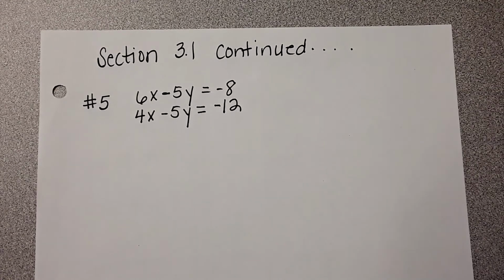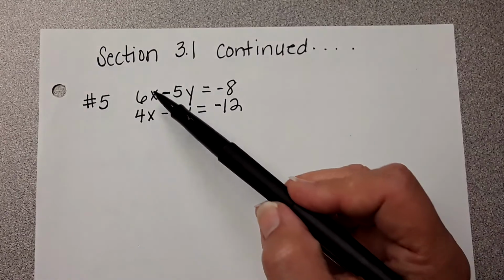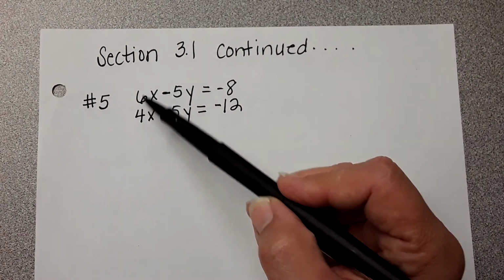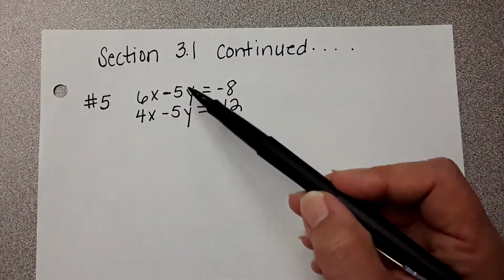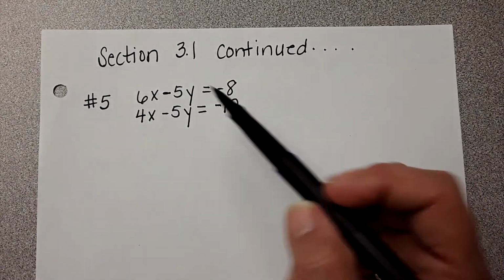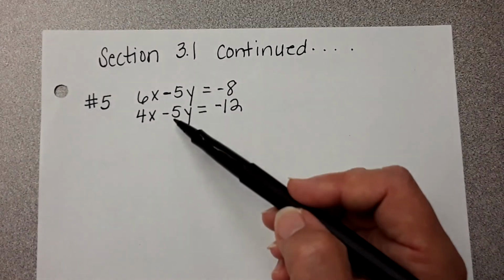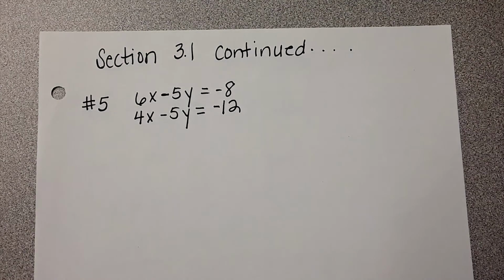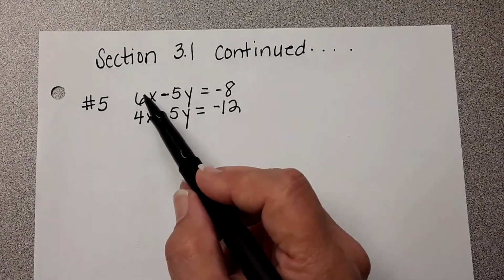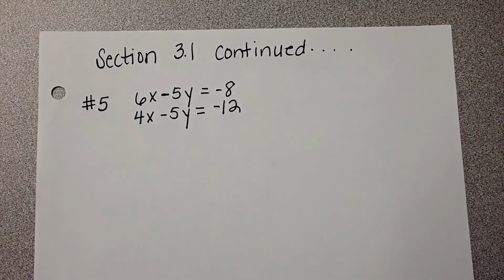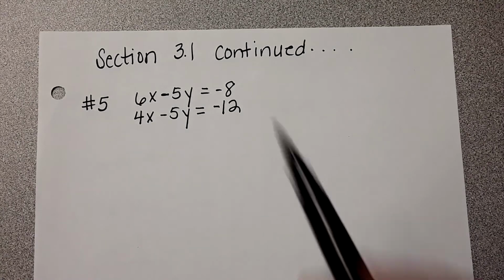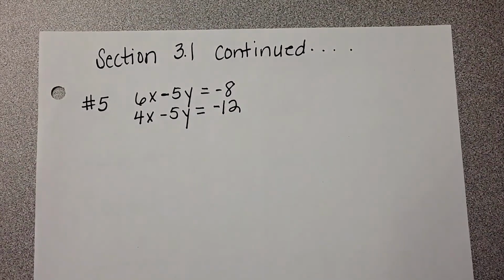So when you go to eliminate a variable, you're going to look at your x coefficients and your y coefficients. You don't care about the answer. You only care about your x's or your y's. So the question is, are your x's the same number? Are your y's the same number or opposites? Same.